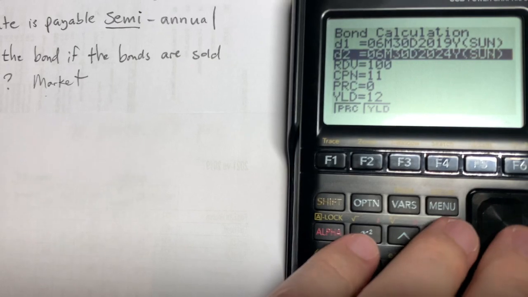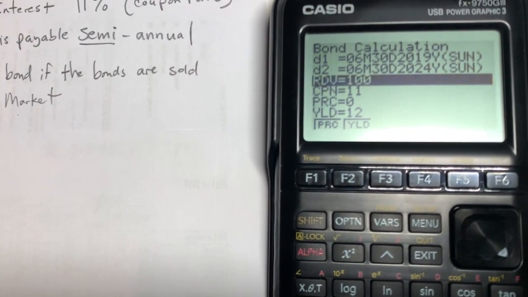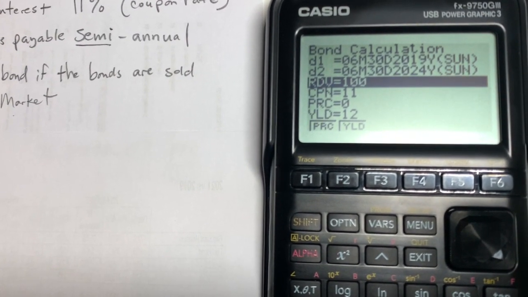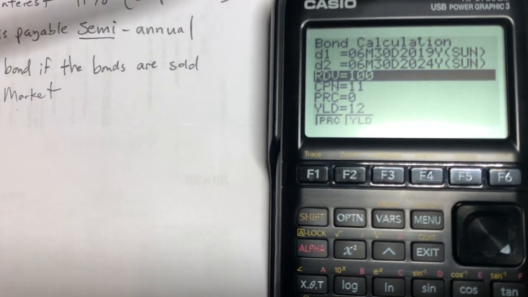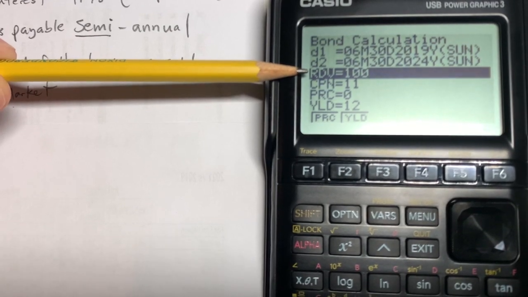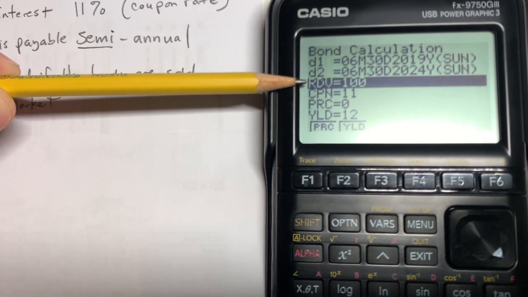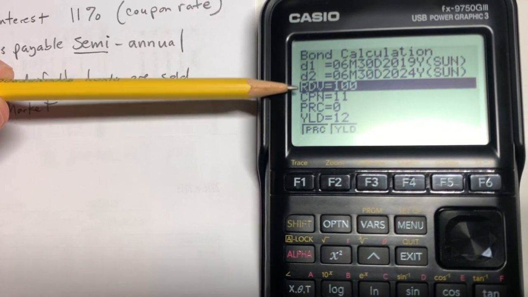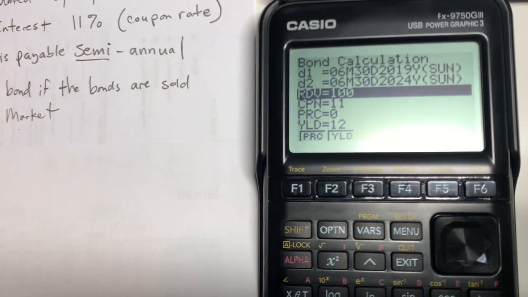The next is what I would call a preset value from Casio. You'll probably need to plug this value in, but you want to leave this at 100. I highly recommend just leaving that value at 100. If it's not at 100 right now, go ahead and set that to 100, and then I'll show you later how to convert your price to what you need it to be.